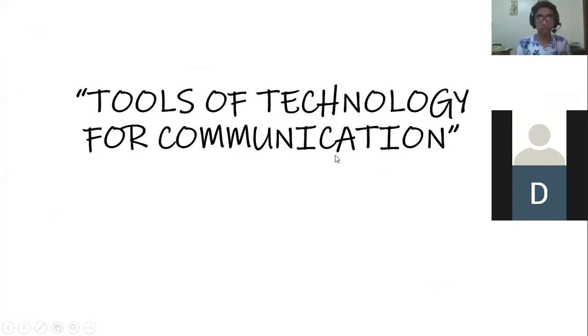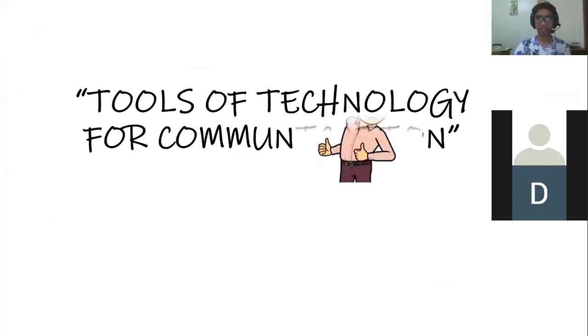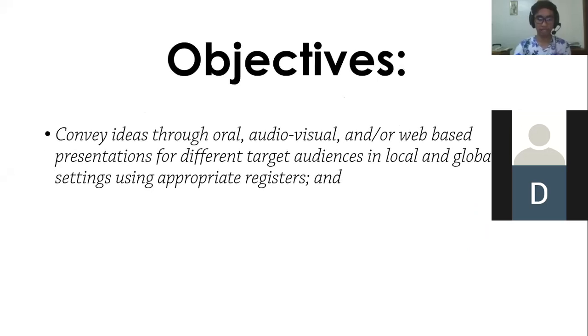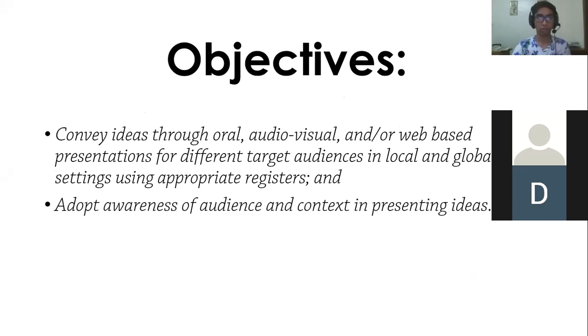So this afternoon we are now in chapter 5 of our book, and it is entitled Tools of Technology for Communication. So our objectives for this chapter, number one, is to convey ideas through oral, audiovisual, and/or web-based presentations for different target audiences and in local and global settings using appropriate registers. And the second one is to adopt awareness of audience and context in presenting ideas.